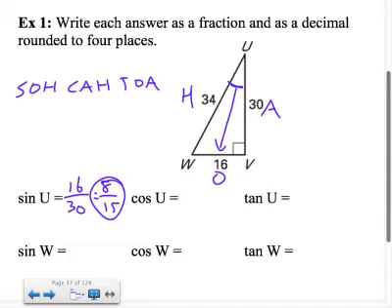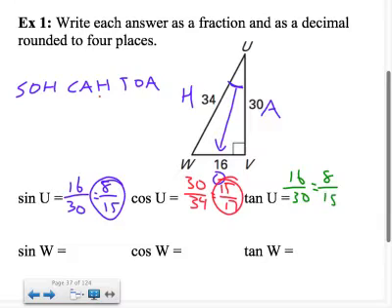The cosine of U. Remember, CAH, adjacent over hypotenuse. That would be 30 over 34. 2 goes into both of those, 15 over 17. And then finally, the tangent of U, TOA, opposite over adjacent. That's 16 over 30. 2 goes into 16 8 times. 2 goes into 30 15 times.